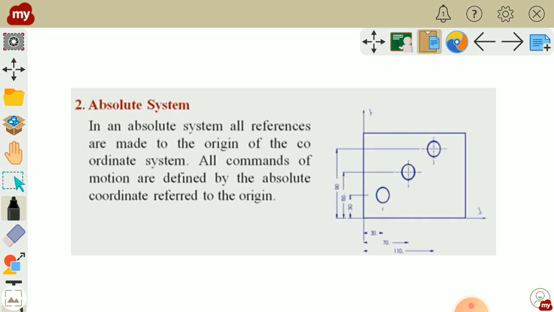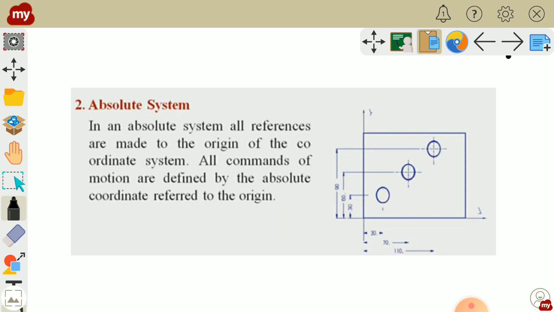Next, the absolute system. In the absolute system, all references are made to the origin of the coordinate system. All commands of motion are defined by absolute coordinates referred to the origin. Now in the figure we can see an absolute system where the reference is always made from the origin. Every point is considered from the origin.